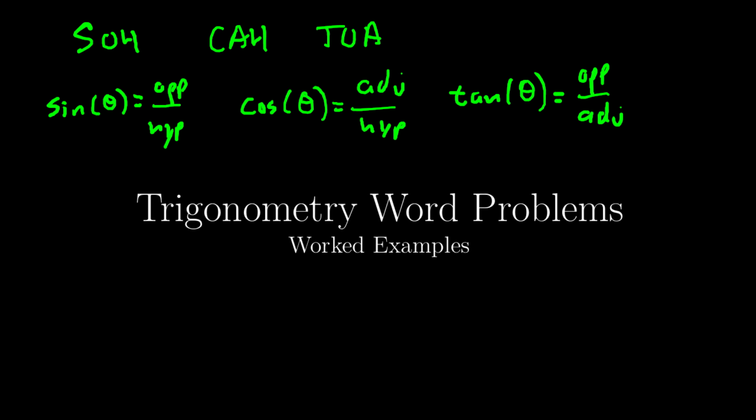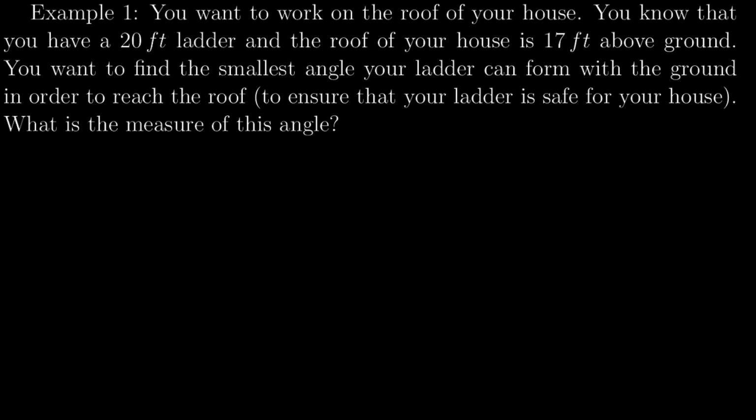So let's dive right in, see what we've got. Here's our first problem. You want to work on the roof of your house. You know that you have a 20-foot ladder and the roof of your house is 17 feet above ground. You want to find the smallest angle, so find the angle your ladder can form with the ground in order to reach the roof to ensure your ladder is safe for your house. What is the measure of this angle?